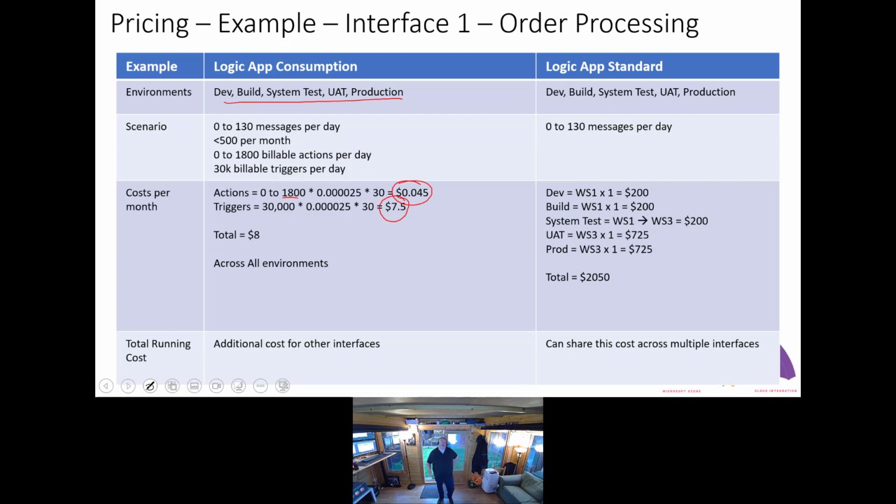Sorry, I'll just correct that. That figure, this 500 a month, is across all environments. So across all environments, we're talking $8 a month for the total cost of that interface across dev, build, system test, UAT, and prod. Now that may vary very slightly. If we're doing a bunch of testing, you might have additional costs, but it's going to be tiny.